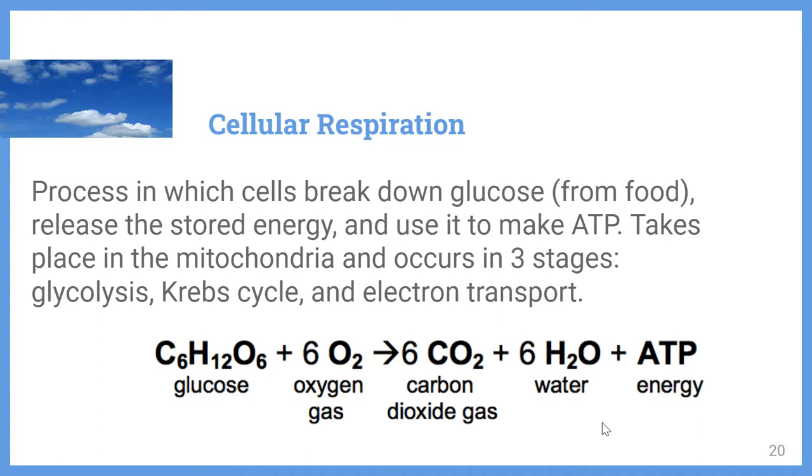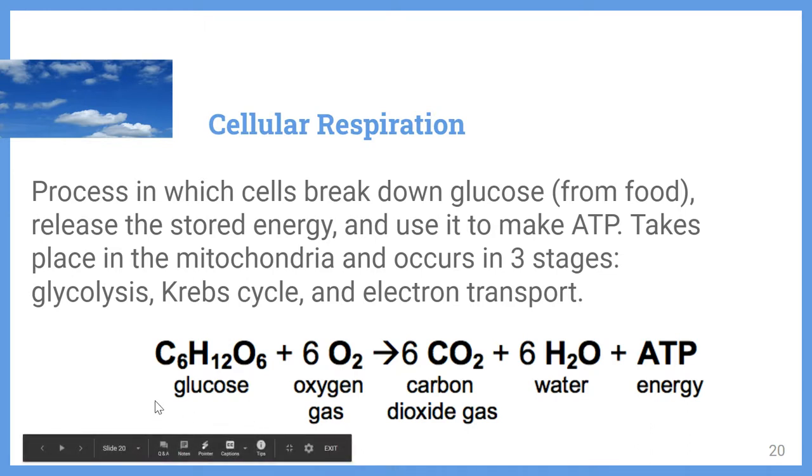Animal cells only have mitochondria. Plant cells have mitochondria and chloroplasts. They have both things. It occurs in three stages: glycolysis, the Krebs cycle, and the electron transport chain. Those two things, by the way, are really just like extra information. So our important thing is to look at our equation.